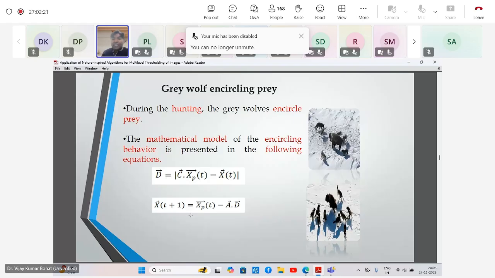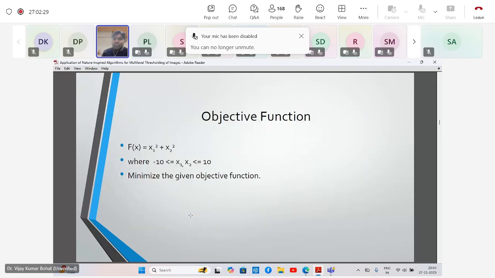When we initialize 10 solutions randomly, we calculate the fitness of those solutions by using this particular function, or whatever objective function we have. Like in this slide, we have x1 square plus x2 square. Suppose I initiate 10 solutions. For every solution, I will put its value into x1 square plus x2 square and calculate its value. That is fitness evaluation. After fitness evaluation, I will have the fitness values of all the solutions, or all the grey wolves, I can say.